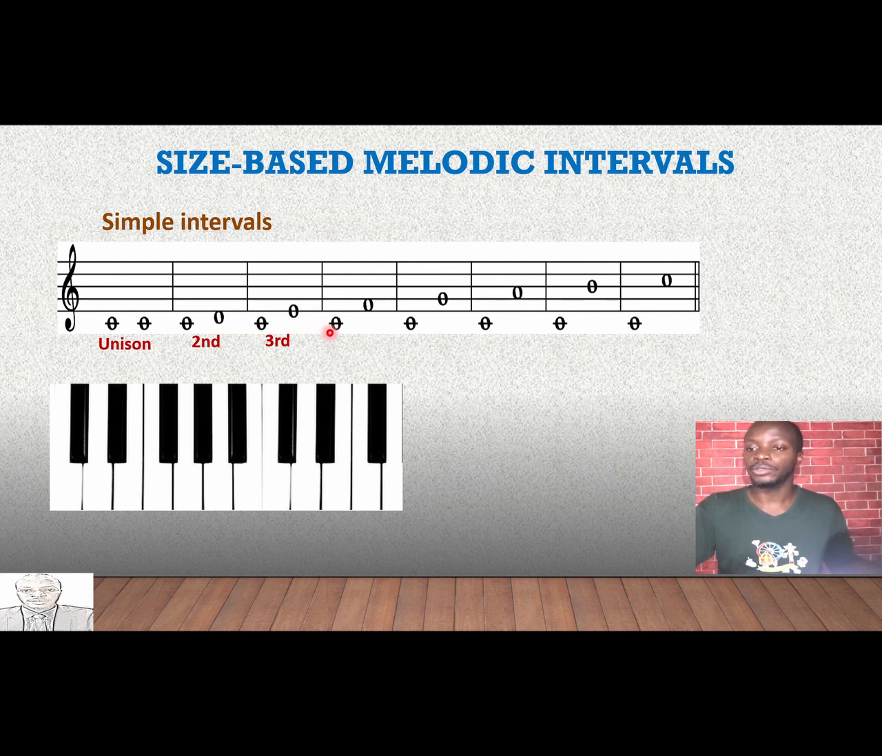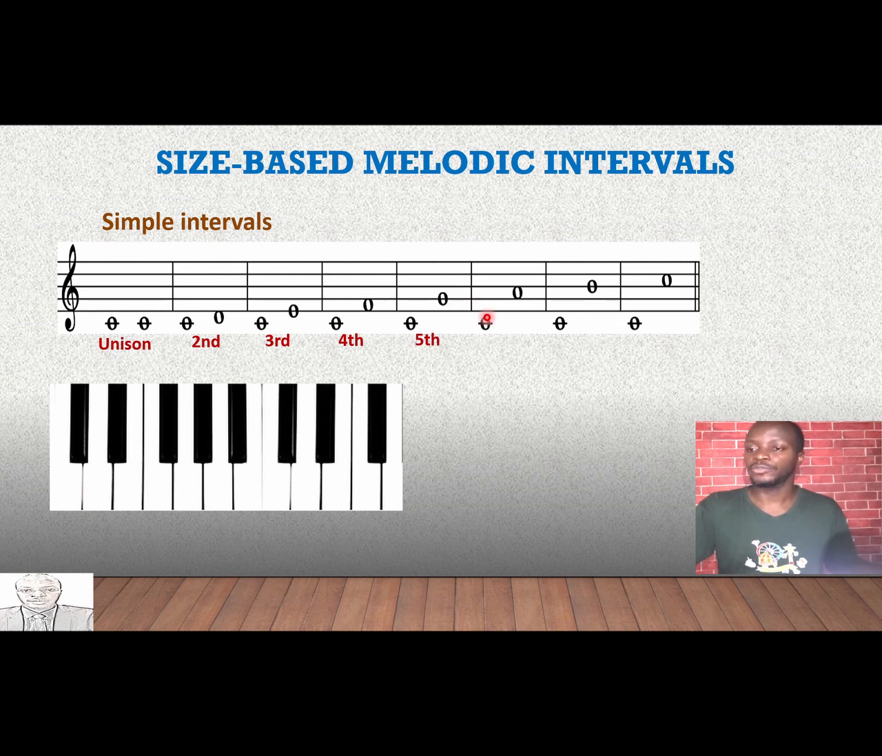And the next one, right? So you have 4 notes between them, and that's why we call it the fourth. You have 4 notes from C to F: C, D, E, F. Now let's go to the next one, from C to G. C to G, right? 1, 2, 3, 4, 5. So it's a fifth, right?